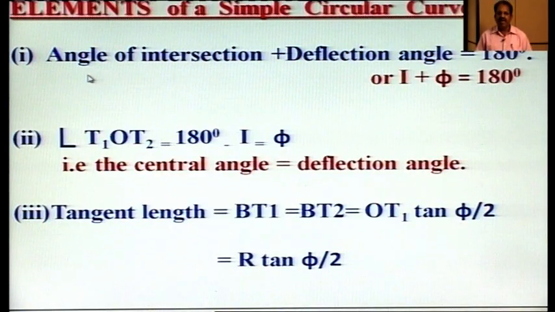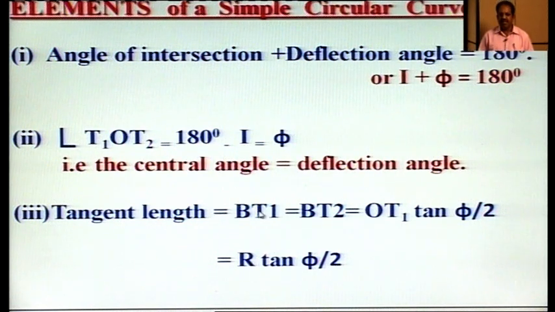First one is the angle of intersection plus the deflection angle, that is I plus phi. It is always equal to 180 degrees. Second element is angle T1 O T2, which is equal to the central angle, and this central angle is always equal to the deflection angle. So, 180 degrees minus I is equal to phi.